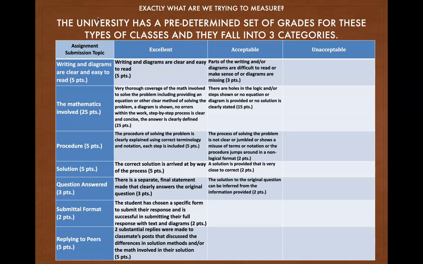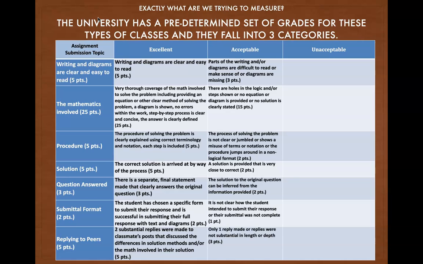The solution, so the question answered, the solution of the original question can be inferred. So they probably have it somewhere up in their work. They just didn't actually provide it as a separate statement. And so that's why this is 2 points compared to the total of 3. The answer's there, they just didn't set it aside separately. So the format is not clear. They didn't choose the right file type to use to submit it, and so on.